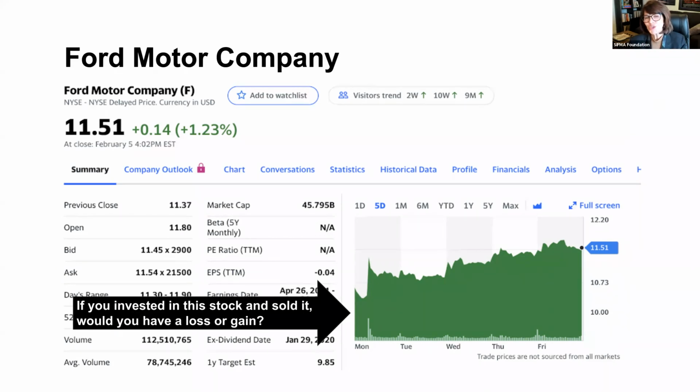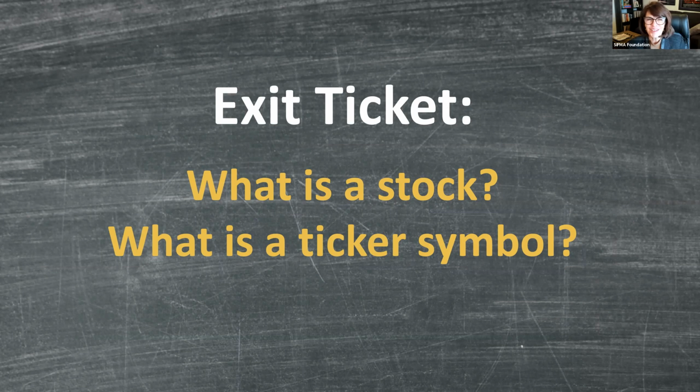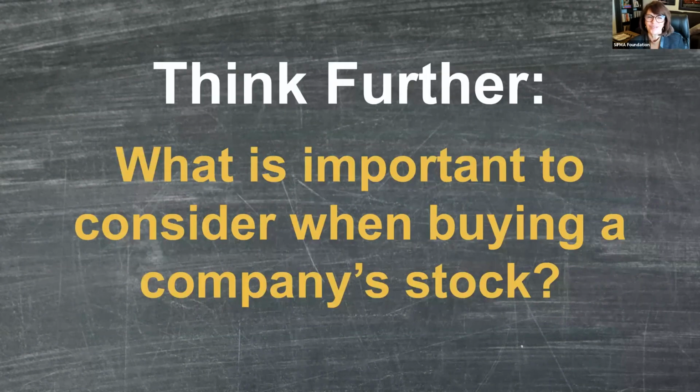And these two are information that came out right after they did their earnings report, which comes out 4 times a year. All right, so back to those exit tickets that we had after the video. What is a stock? What is a ticker symbol? We just went over them. So your teacher can go ahead and pause now and you can answer them. And think further. What is important to consider when buying a company's stock?